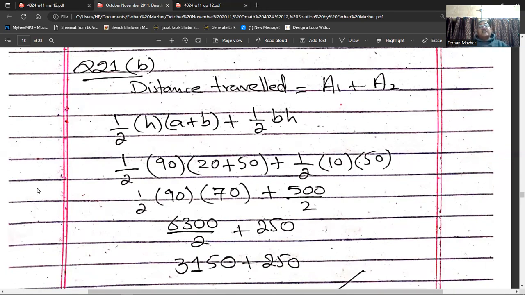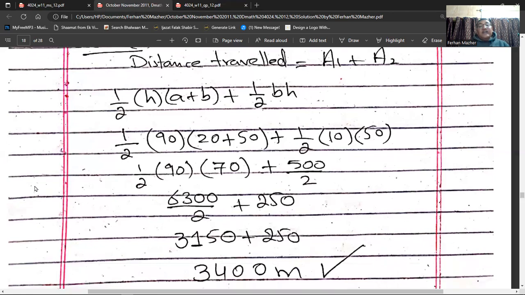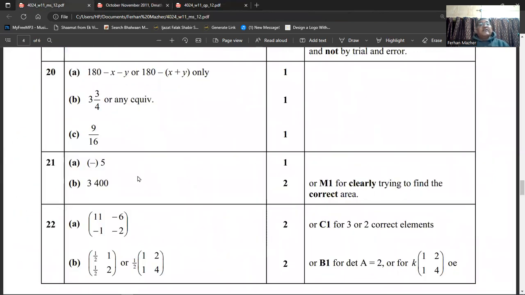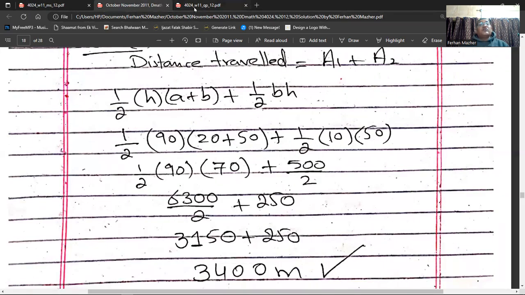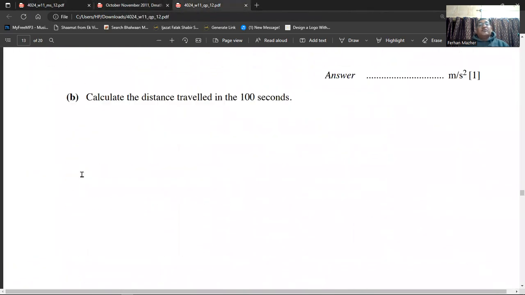So it will be 6300 divided by 2 plus 250. So this will be 3150 plus 250. And my final answer will be 3400 meter. 3400 meter is the right answer. That's how you do question number 21, B part.